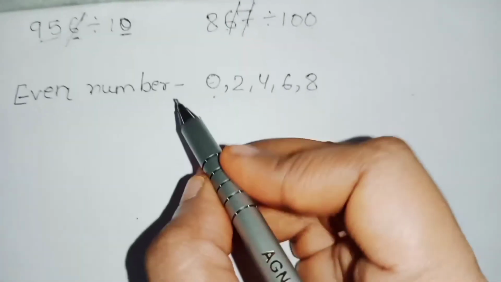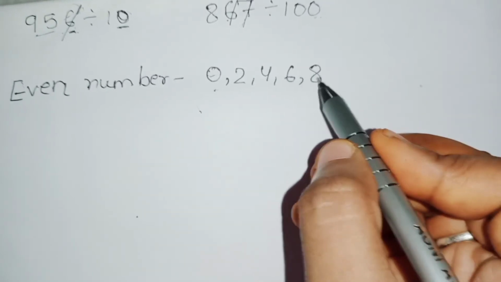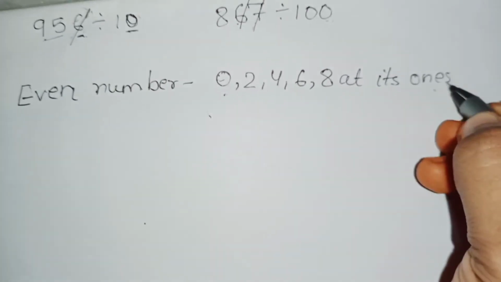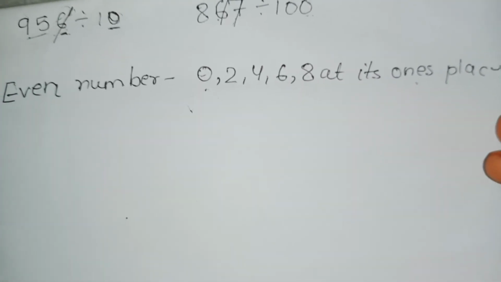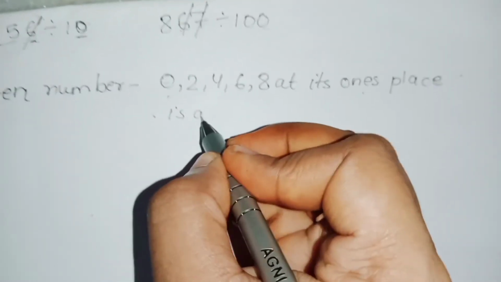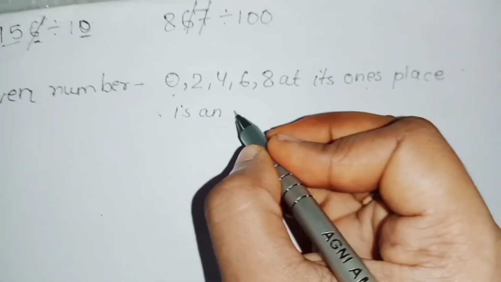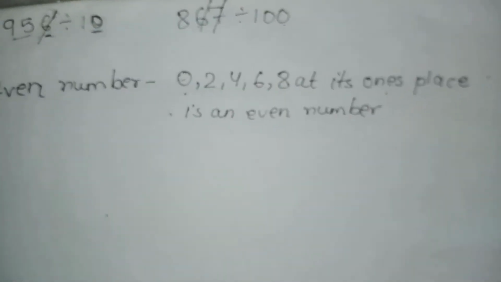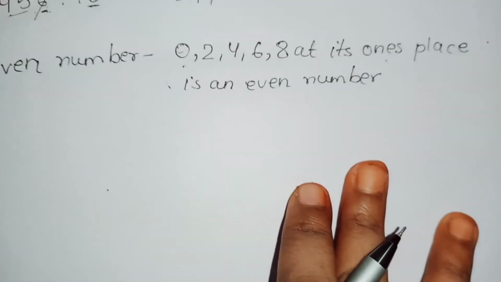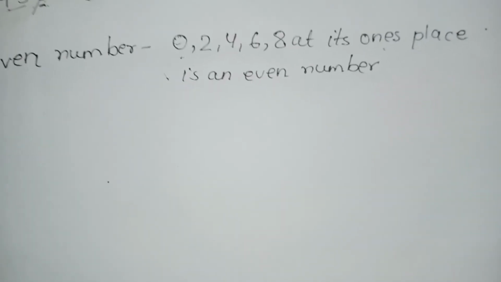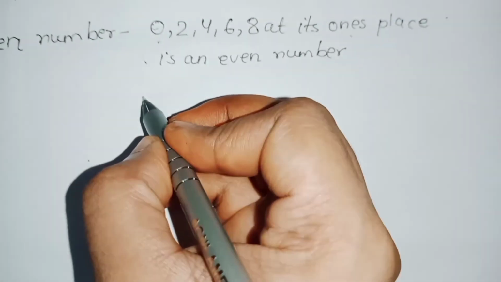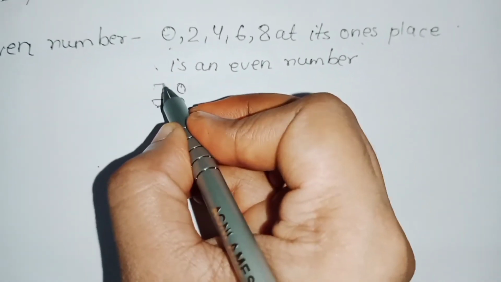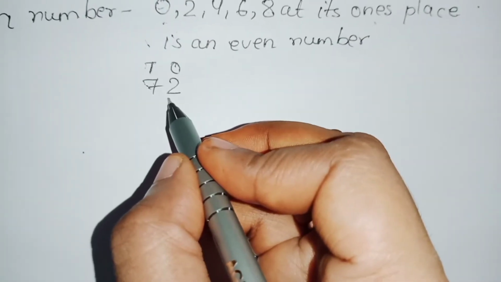0, 2, 4, 6, 8 at its ones place is an even number. So when you see these digits at the ones place, that means that number is an even number. Let me give you one example. I am writing here 72. So this is the ones place, this is the tens place. So what is an even number?